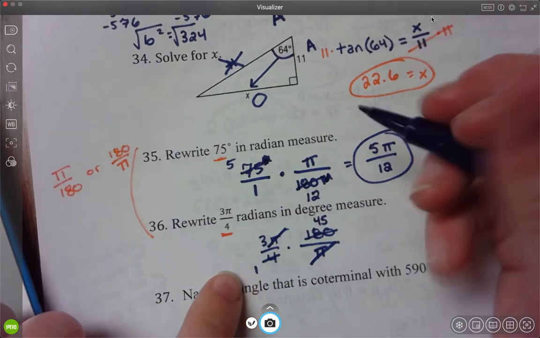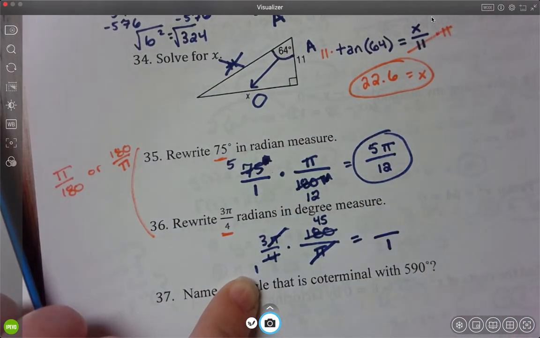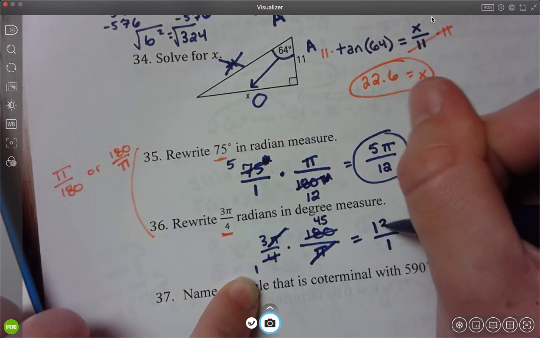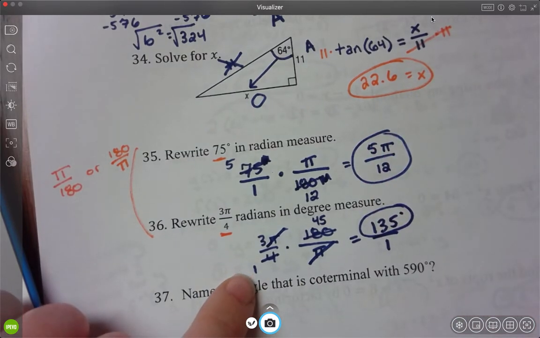So I have 1 on the bottom, which really doesn't do anything for me. But then I have 3 times 45 on the top, and 3 times 45 is 135. So that's what it will look like. 135 degrees is what 3 pi over 4 is.